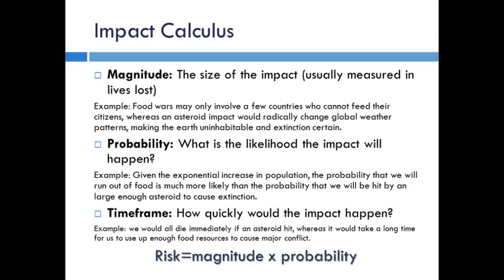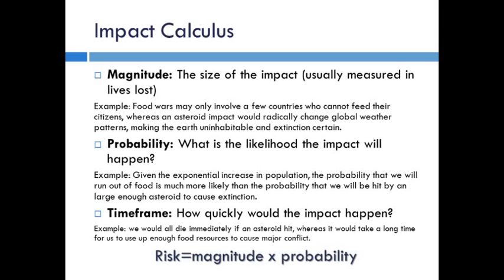Second is probability. What is the likelihood the impact will happen? So here's another example from the last one. Given the exponential increase in population, the probability that we'll run out of food is much more likely than the probability that we'll get hit by a large enough asteroid to cause extinction. So it's more likely that we'll have a conflict from food wars than for us to get hit by an asteroid.